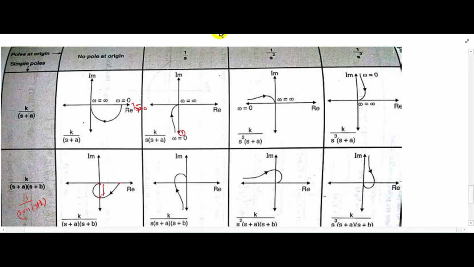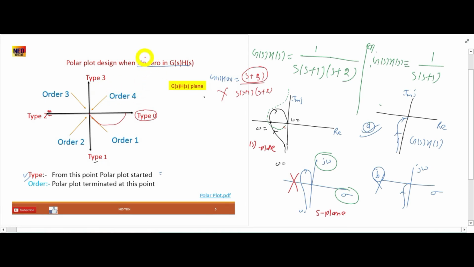This trick is only applicable when there is no zero in G(s)H(s). Always remember that. It cannot be applicable for this type of system. Clear? For this type of system, I have already made a video. Go and see how we can calculate the polar plot for this type of system.